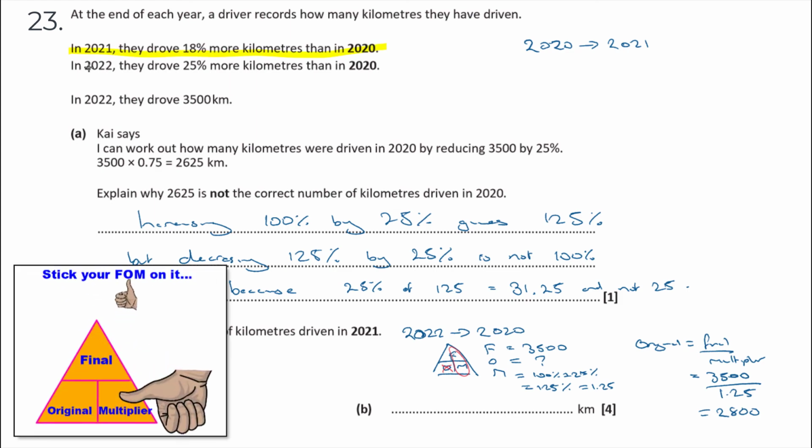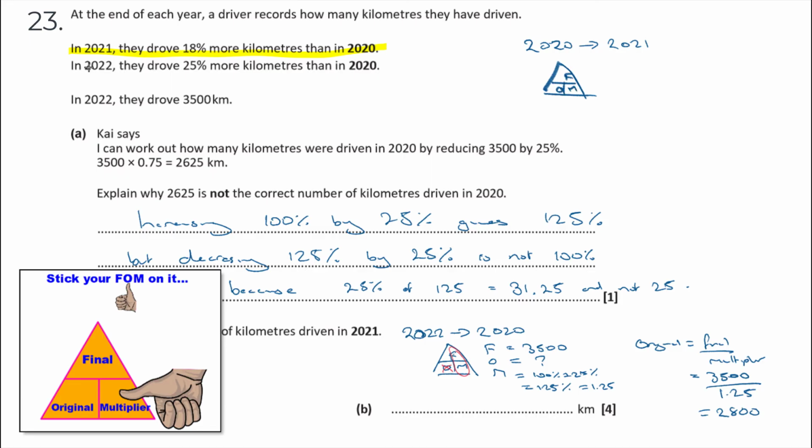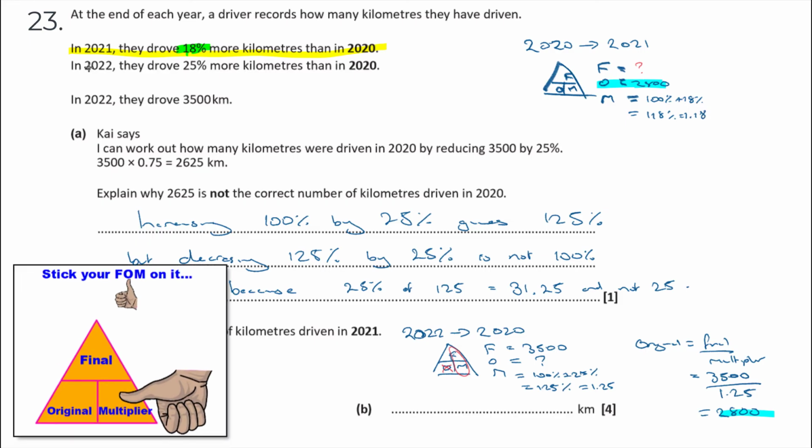Then again, final original multiplier. The original is the 2,800 that we just calculated, my original amount from 2020. Now the final is what I'm trying to find, how much I had in 2021, and the multiplier I was given is 18%. So 100% plus 18%, that's 118%, or 1.18, isn't it? So this time I want the final.